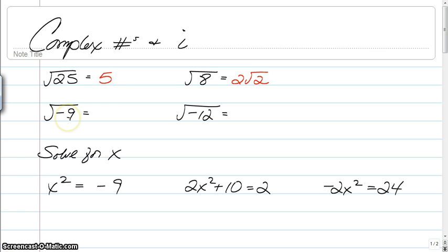The square root of a negative 9 is 3i. That's right. All you have to do is put an i at the end of it. There's the bell. Class is in session.